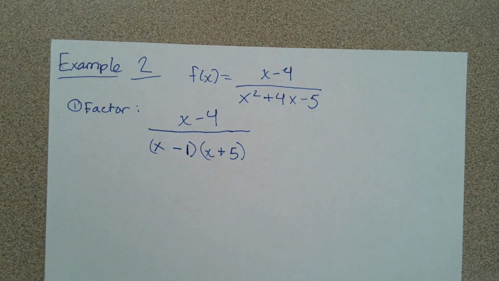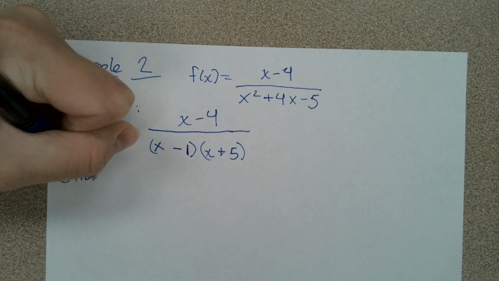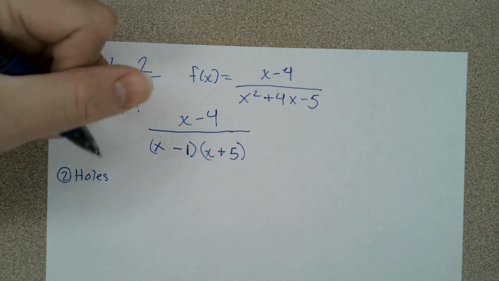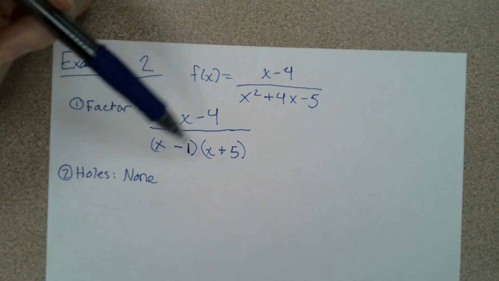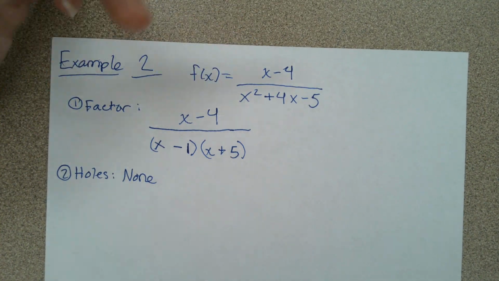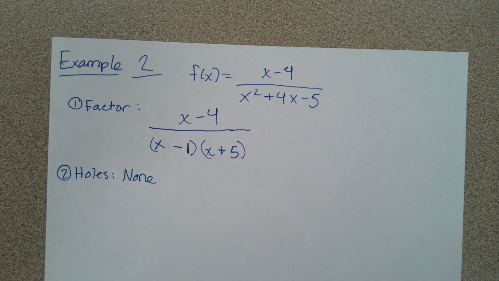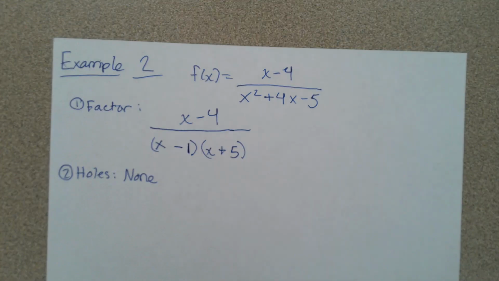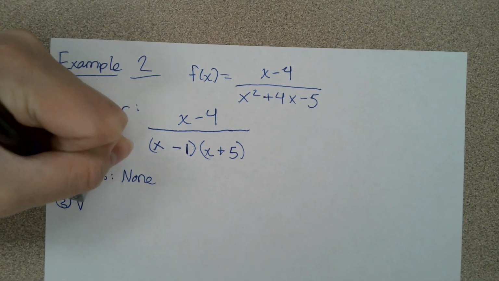So we factored it. Next, we look to see if there are holes in the graph. There are no holes. Remember, holes are made when we cancel something from the top and the bottom. Usually when they give us a setup like this, we can guarantee that they're doing it so we can cross something off, but that didn't happen here at all. We could factor the bottom, but that was about it. So no holes still. Step 3, we look for our vertical asymptotes.